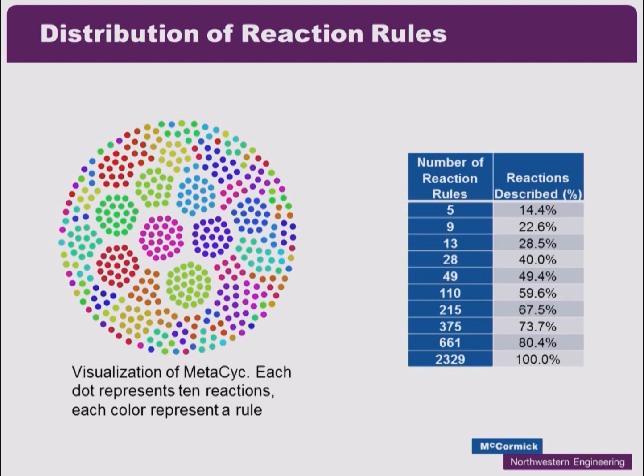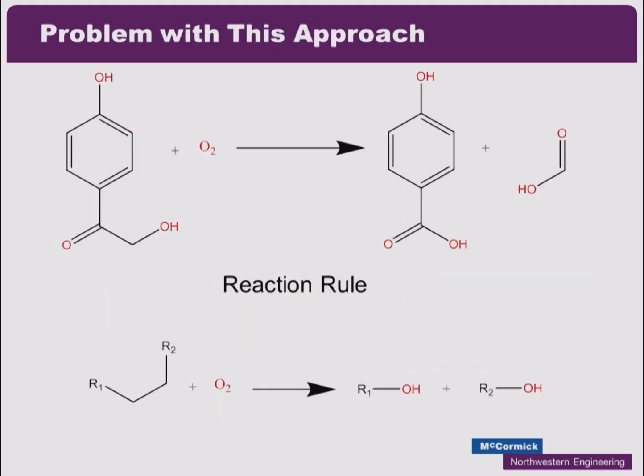What you find is you actually have diminishing returns. With just 5 rules, you can cover 14% of the reactions in this database. To get 50%, you only need 50 rules, but to get 100%, you need over 2,000 rules. This kind of supports our methodology behind these rules. There are some chemistries out there that are so common that they cover a lot of the database.